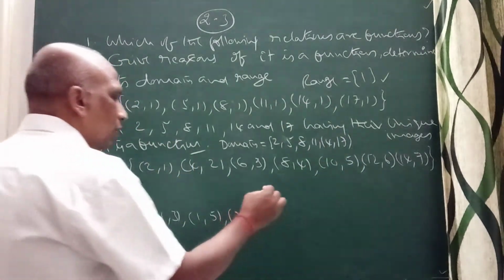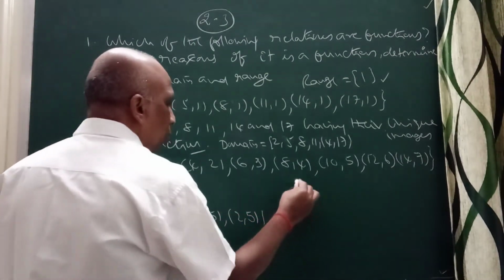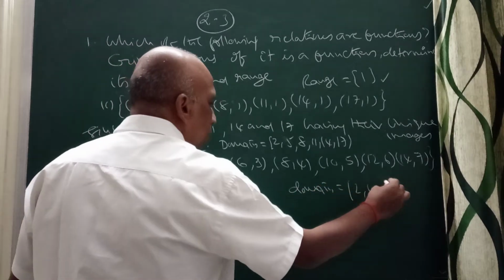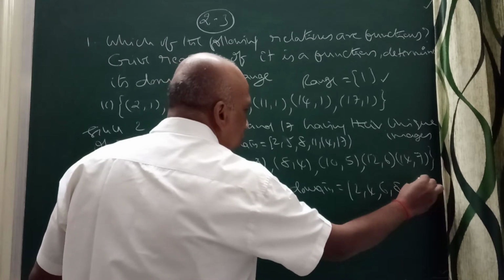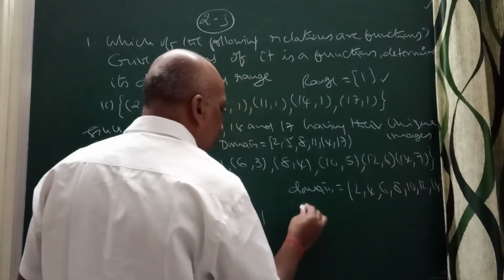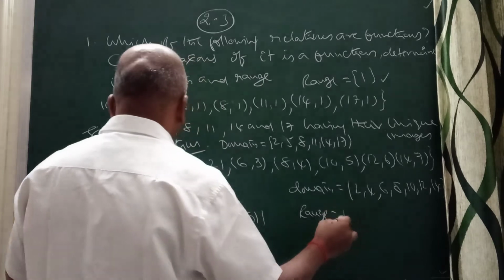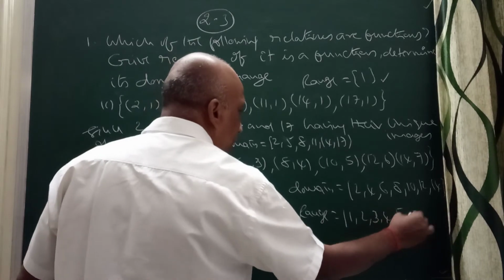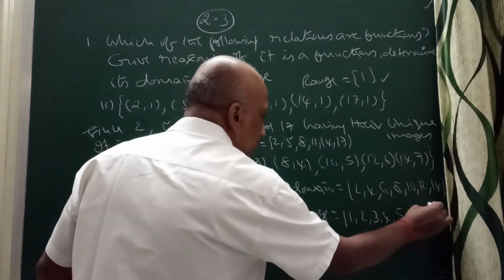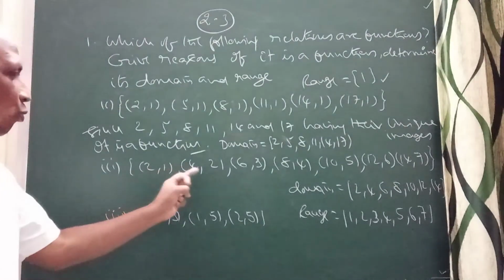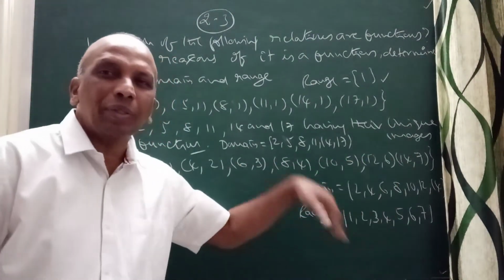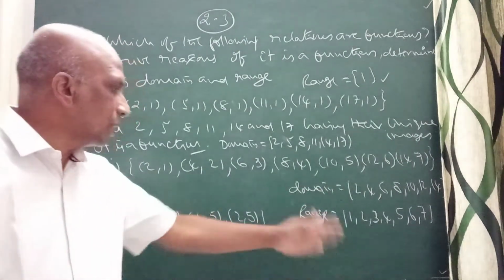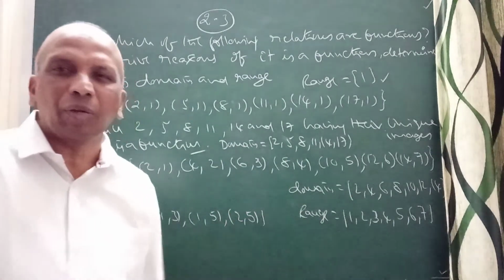Then after writing it is a function, you write domain equal to. What is the domain here? 2, 4, 6, 8, 10, 12, 14. And range is equal to 1, 2, 3, 4, 5, 6, 7. Understood? Range means the set of second elements. Domain means the set of first elements.